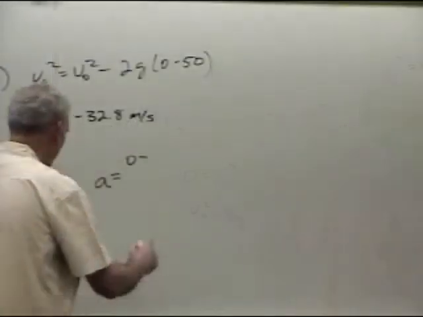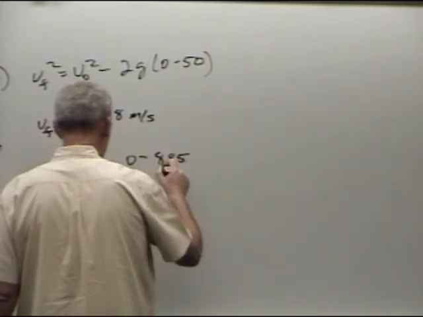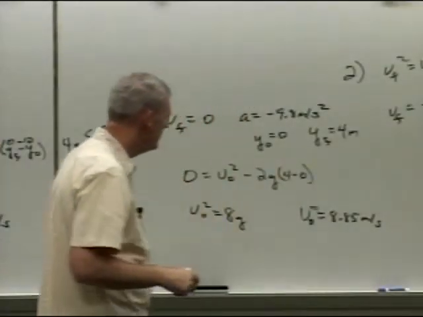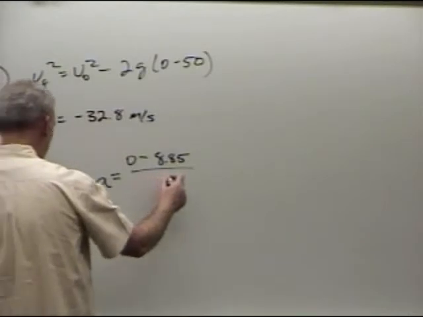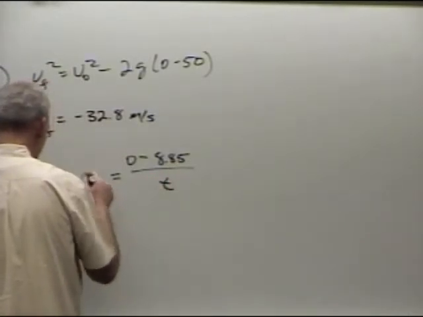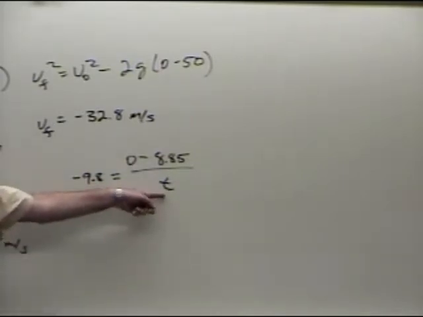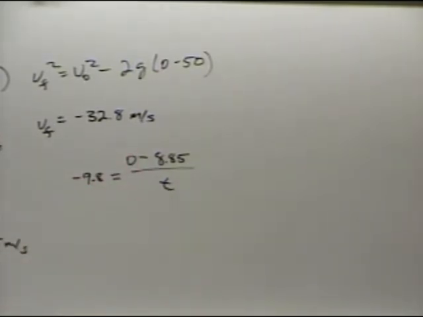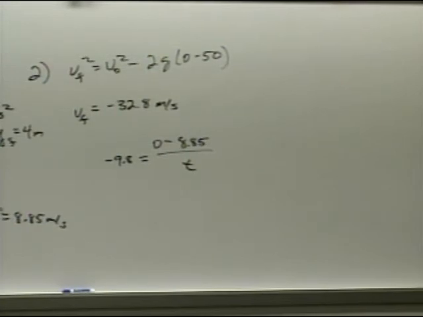All right, so you got 0 minus 8.85, divided by t, and this is negative 9.8. So we're good. This is good. You switch these guys, you multiply both sides by t, divide by negative 9.8, and you should have a nice positive time, about point something. And then you just add that to your 1.43 that we found over here.